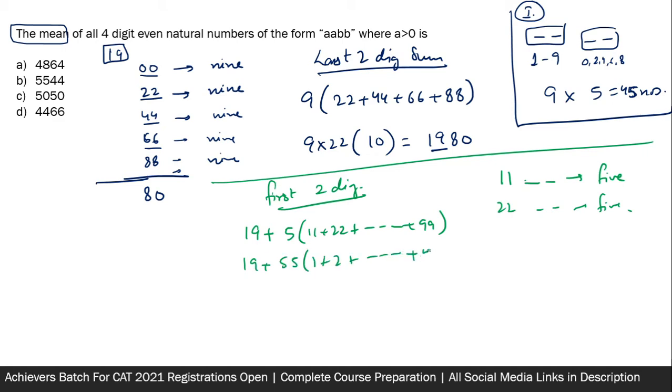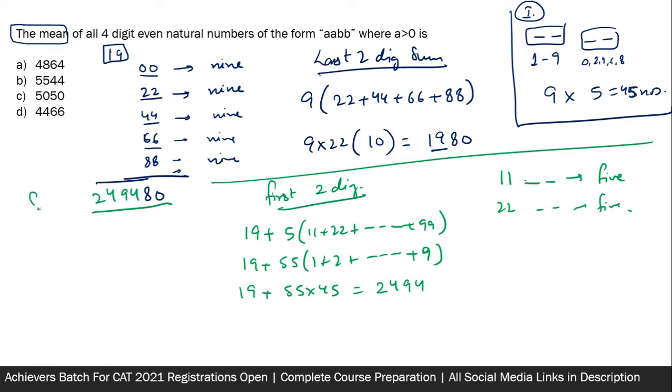So it's 19 plus 55 into 45. Now 55 into 45 is an interesting calculation, because the midpoint of these two numbers is 50. So 55 into 45 is like 50 square minus 5 square. So 2475 plus 19. So 2494. 249480 is the sum of all such numbers.